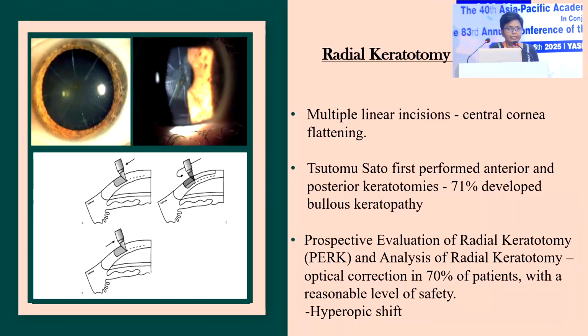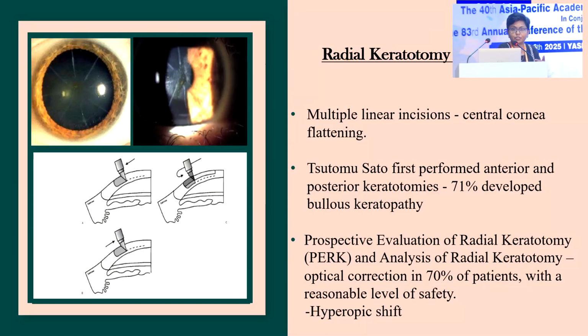So it all started in 1939 by a Japanese scientist, Sato, who started radial keratotomy. The idea was very simple, to put multiple linear incisions in the paracentral or the peripheral area, thus the central area gets flattened. But what Sato was doing, he was putting the incisions both on the anterior as well as the posterior aspect of cornea, that is both anterior and posterior keratotomy.